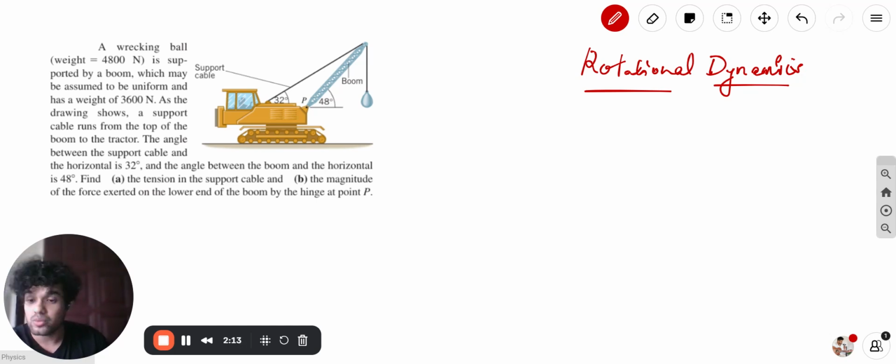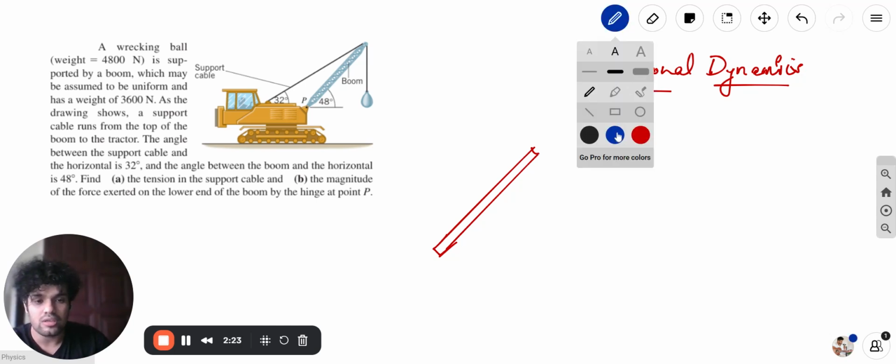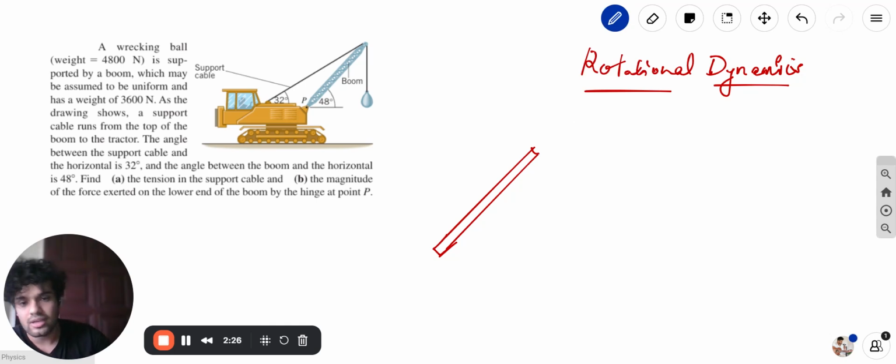First of all, we look at the free body diagram. This is our boom over here. I'm just going to draw a rough figure, and there we are. Now we look at all the forces acting on the boom. Obviously there is the wrecking ball, which is connected by the cable over here. The wrecking ball's weight will be acting straight down. That is the gravity of the wrecking ball, which is given here: 4,800 newtons. We'll call it the weight of the ball.